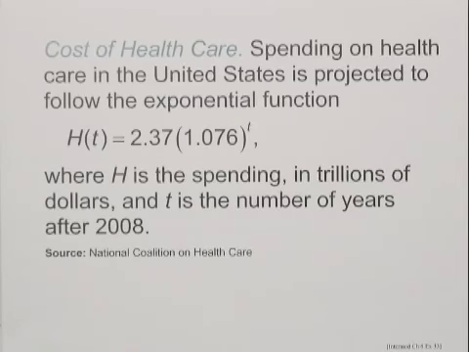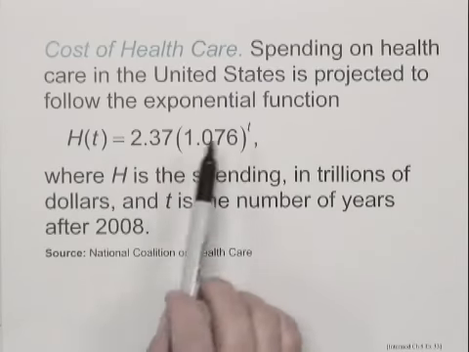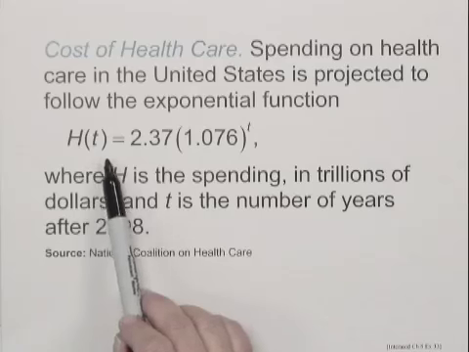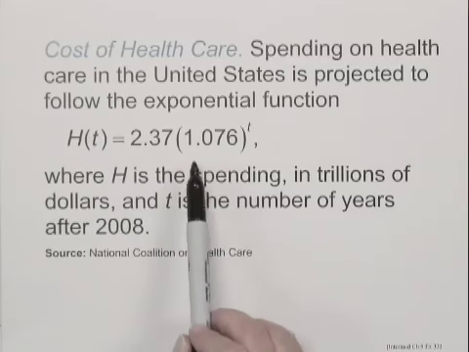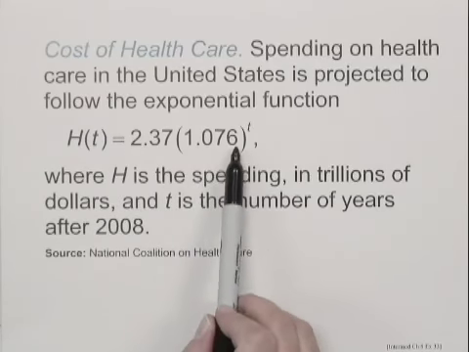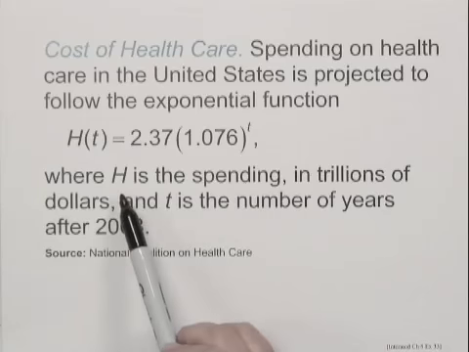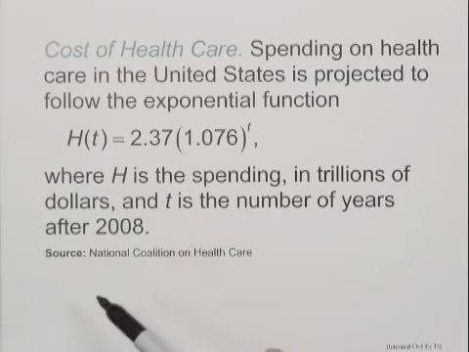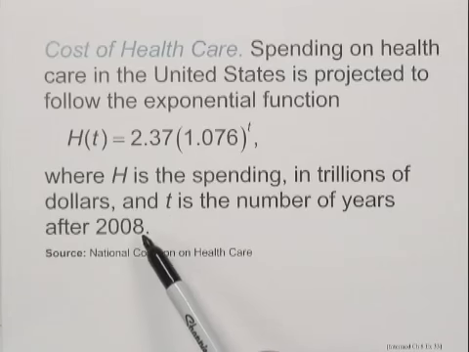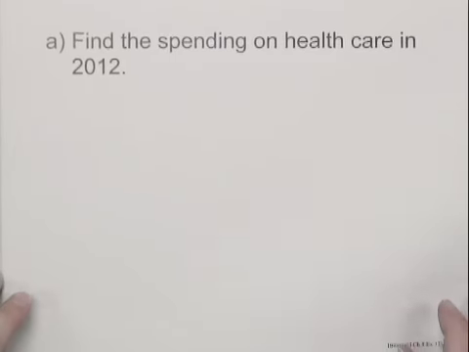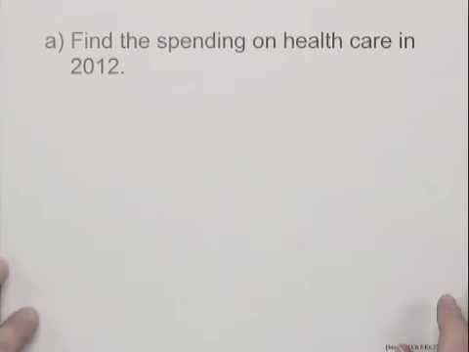Spending on healthcare in the United States is projected to follow the exponential function h of t equals 2.37 times 1.076 to the t power, where h is the spending in trillions of dollars and t is the number of years after 2008. And we were asked several questions about this. The first one is, find the spending on healthcare in 2012.